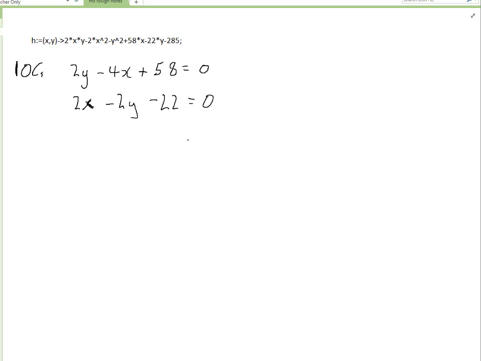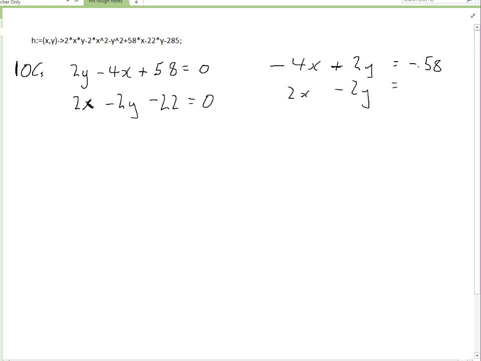You could use the elimination method or the substitution method, but I think if you're watching this, I'm sure it's for one reason only, which is that you're desperate to do the matrix-related methods. So if I transform this into matrix form, you'd first of all have to arrange it neatly. Let's make some room by putting it up here: minus 4x plus 2y is equal to negative 58. And then here you have 2x, that's already in the right order, 2x minus 2y is equal to plus 22.